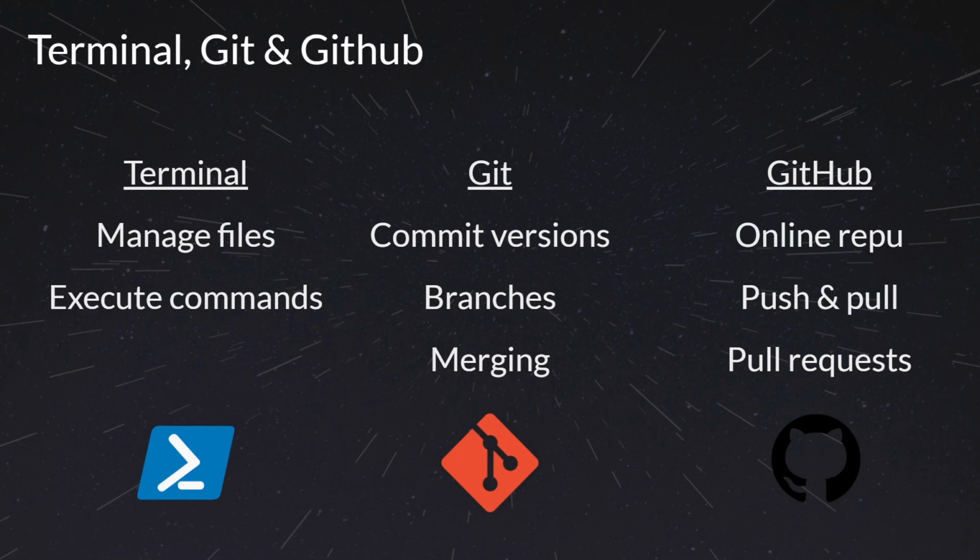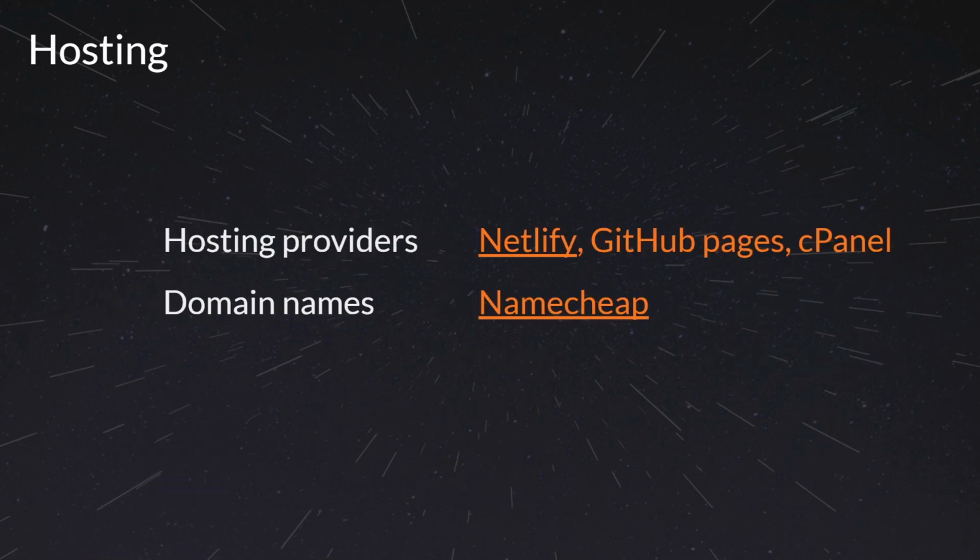So it's a way to collaborate with people on code. That's what GitHub is for. It uses Git to collaborate with other people. So then, of course, we have the whole issue of hosting. Once you have created a nice little website, you want to host it so that people can find it on the internet. And for that, you need a hosting provider and a domain name.